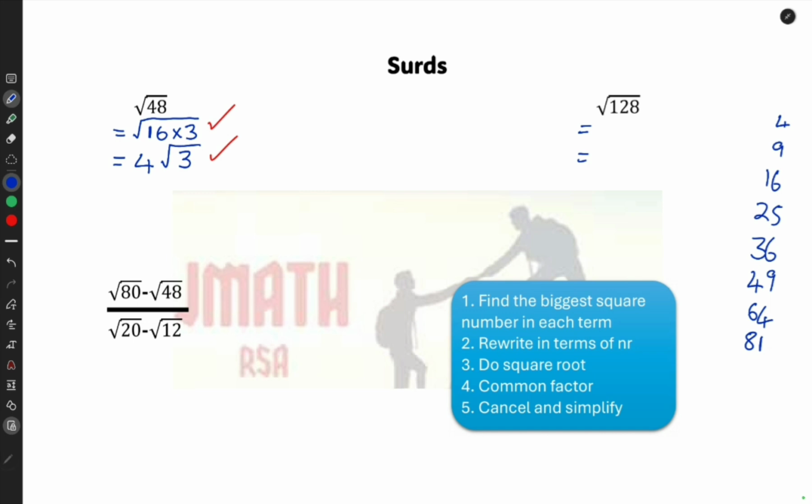And in this case, 64 times 2 will give me the answer. So I can rewrite that as 64 times 2. I know the square root of 64 is 8, so the answer is 8 root 2, and that is exactly what the calculator will tell me if I type that in.